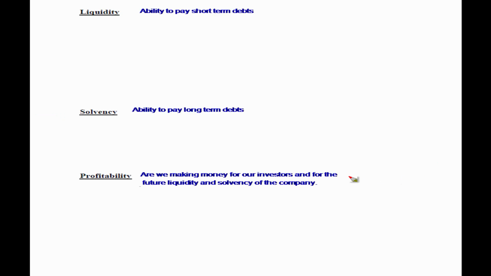In order for our shareholders to get dividends and for our short-term and long-term debt holders to get paid, we need to make a profit. If we cannot make a profit, then absolutely everything else in our company is going to have problems.